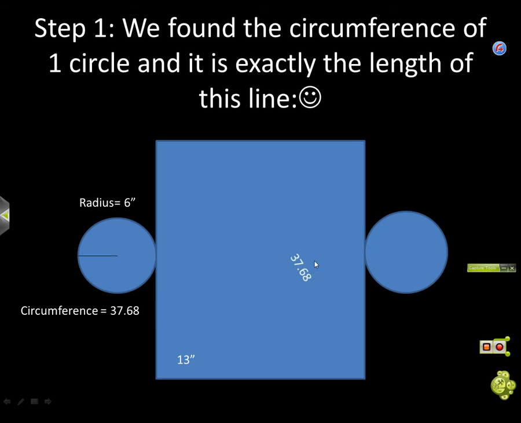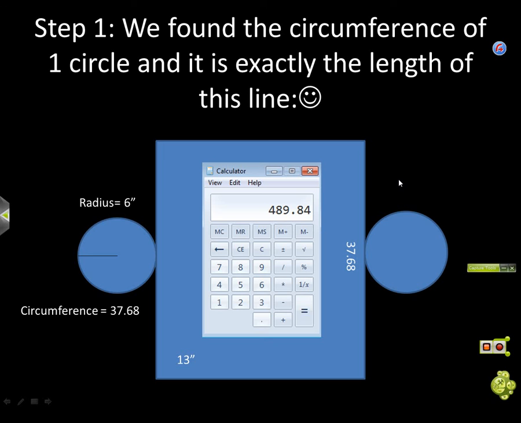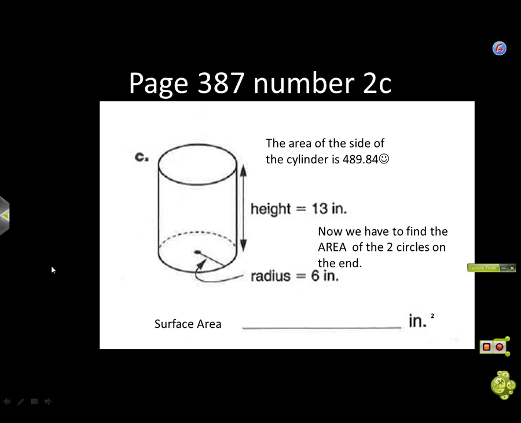It's 37.68. So now we can find the area of this whole rectangle by multiplying these two numbers. 37.68 times 13. So the whole area is 489.84. So on our original problem, the side is 489.84. Now we just have to find the area of the two tops and bottoms.